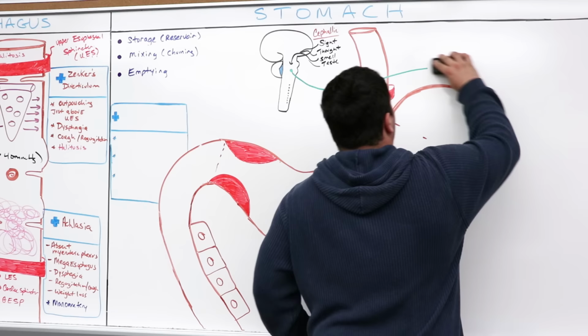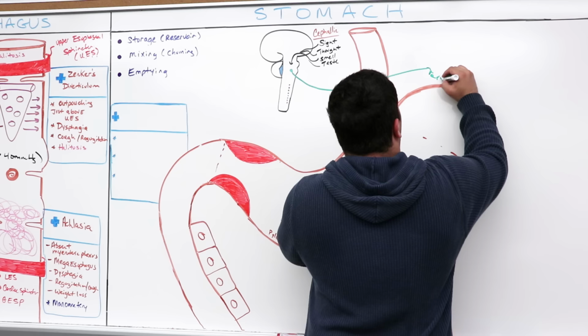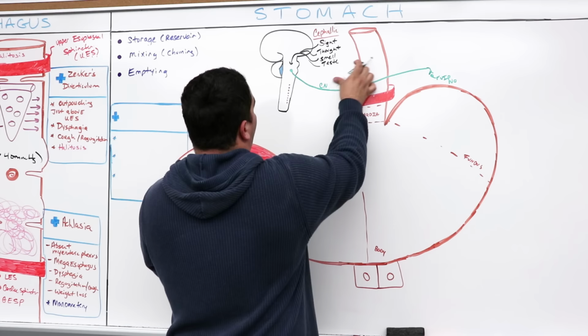So now again, what is it actually having coming here? This is the vagus nerve, cranial nerve 10, and it stimulates the release of vasoactive intestinal peptide and nitric oxide. Again, what nerve is this? This is cranial nerve 10, okay, which is the efferent fibers of the vagus nerve. Don't forget that.